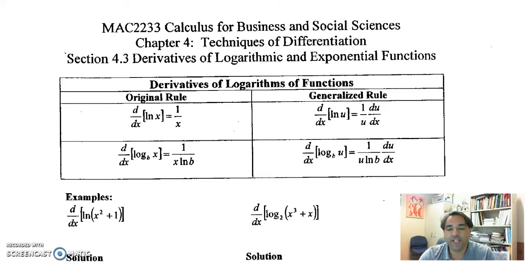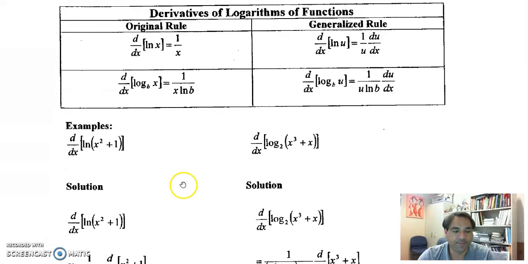Hello. In this video, we'll be talking about different ways to take the derivative for MAC2233, Calculus for Business and Social Sciences. We've already talked about product rule, quotient rule, and chain rule. These will be kind of the special ones. So we're going to talk about how to take the derivative of log and natural log. So we have some examples here.